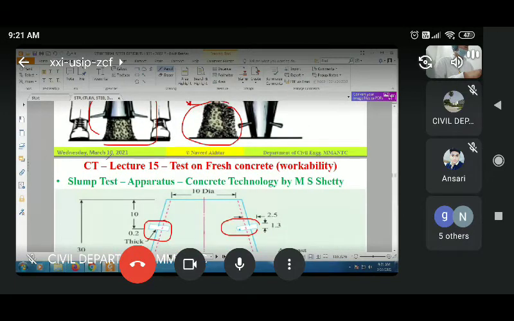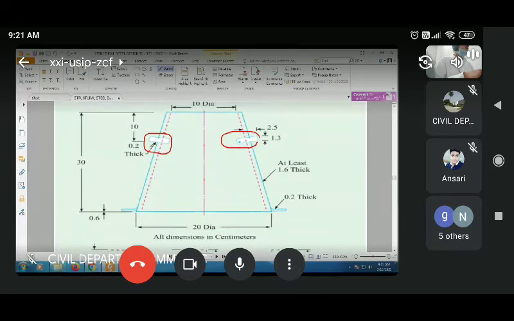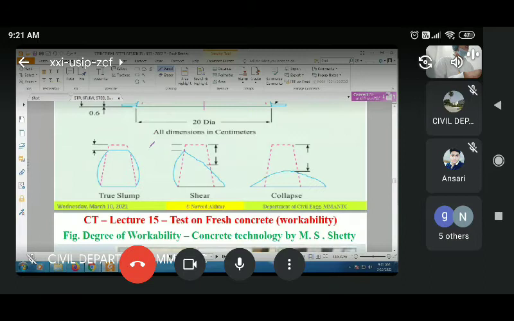Then this schematic diagram we have already discussed, and you can see after lifting, if you are getting the slump like this, then that slump is called a true slump. That slump is called a true slump. This may occur when there is low workable concrete, a low degree of workability.